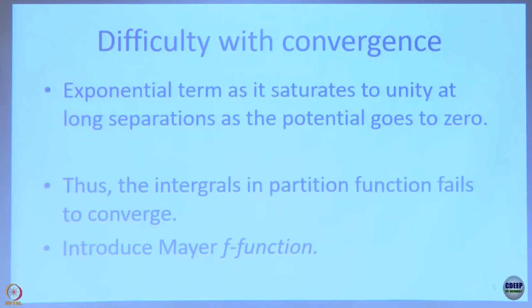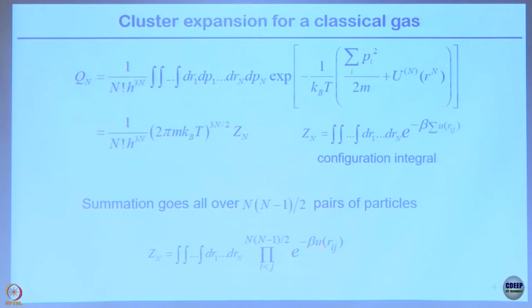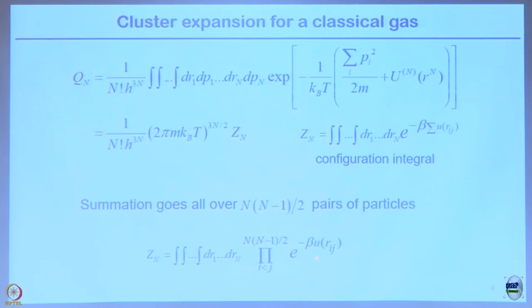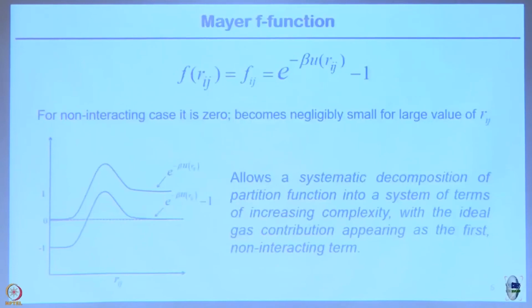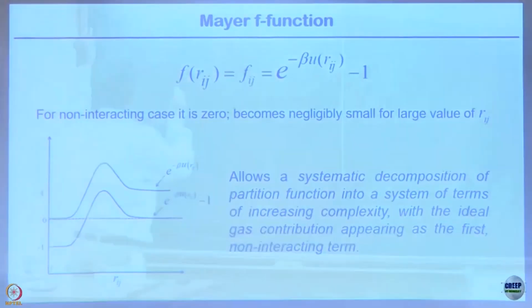Okay. Now comes a very important thing. Look at this thing, e to the minus beta u, and look at my potential. When r goes to infinity, u of r goes to 0, and this quantity goes to 1. I will now decompose that. When I decompose these things, I will find that a very large number of terms comes in. This is a problem, which is why I introduced the Mayer f function, but let me go through this.